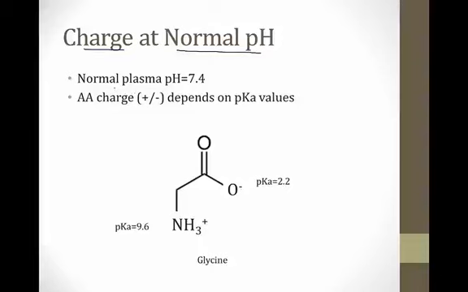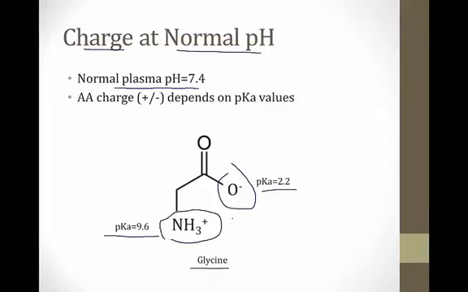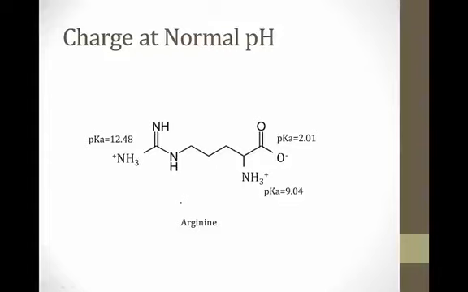So remember that normal plasma pH is 7.4, and let's start off by considering the case of glycine, the simplest amino acid. Glycine has a carboxylic acid group with a pKa of 2.2 and an amino group with a pKa of 9.6. So plasma pH is in the middle. This means that the carboxylic acid group is likely to be deprotonated and have a negative charge, and the amino group is likely to be protonated and have a positive charge. And the negative and positive charges will cancel out, so that overall glycine at plasma pH usually has no net charge.